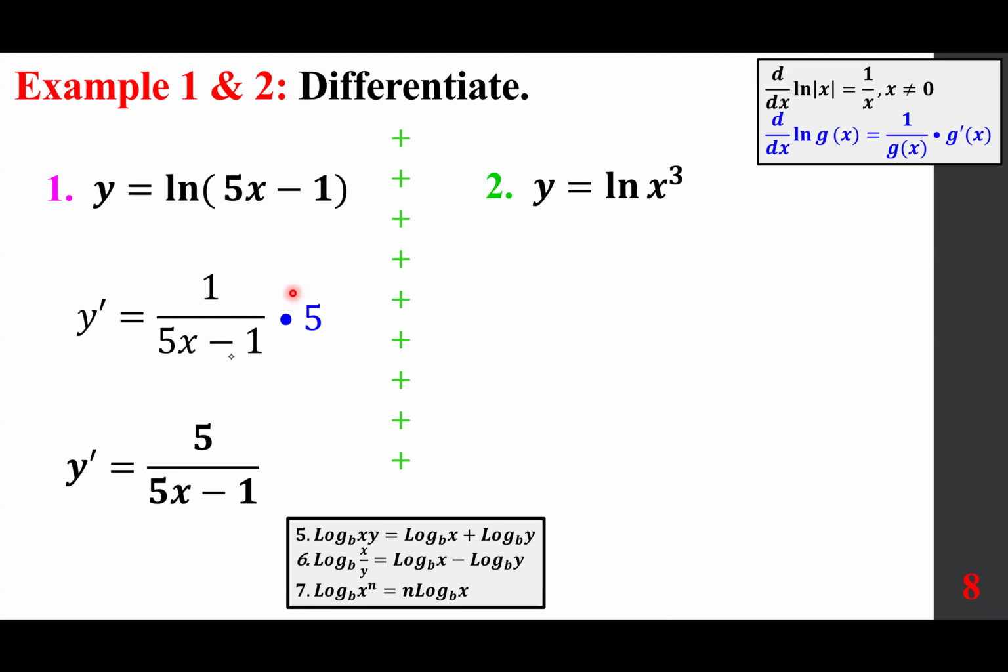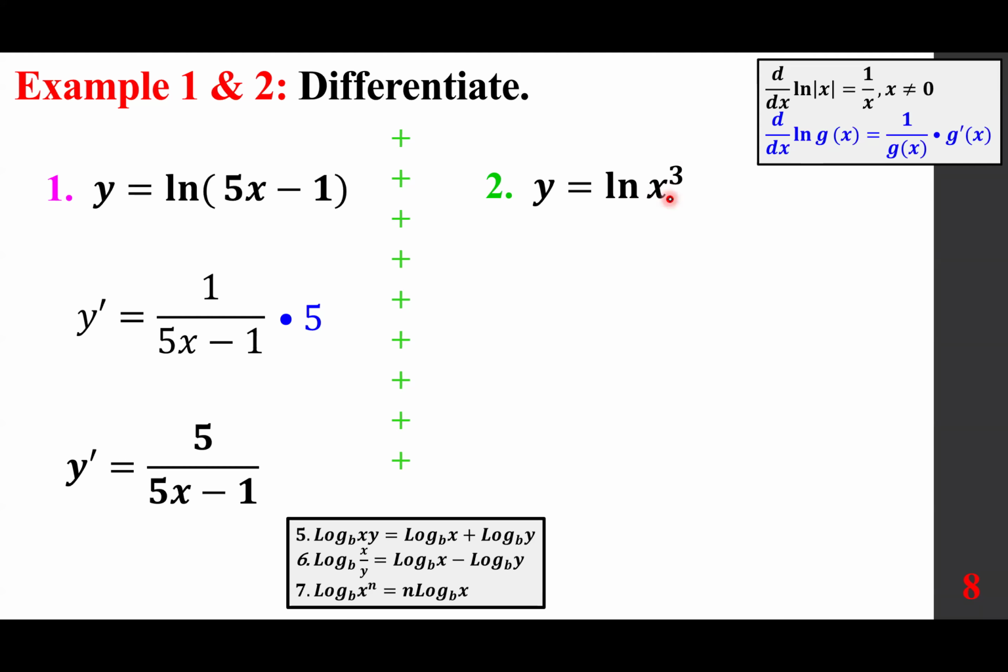y equals ln of x cubed. There are two ways to do that, and I'm going to do both ways. Number one, just the way it's given, this is your g of x, everybody. This is the g function. Flip this over: 1 over g of x.